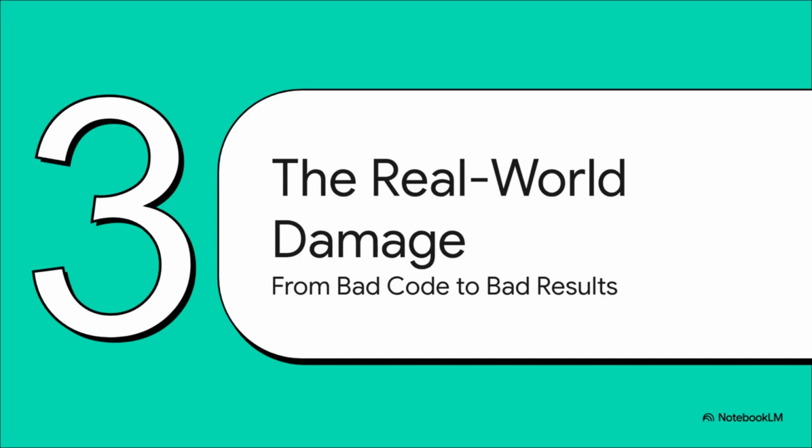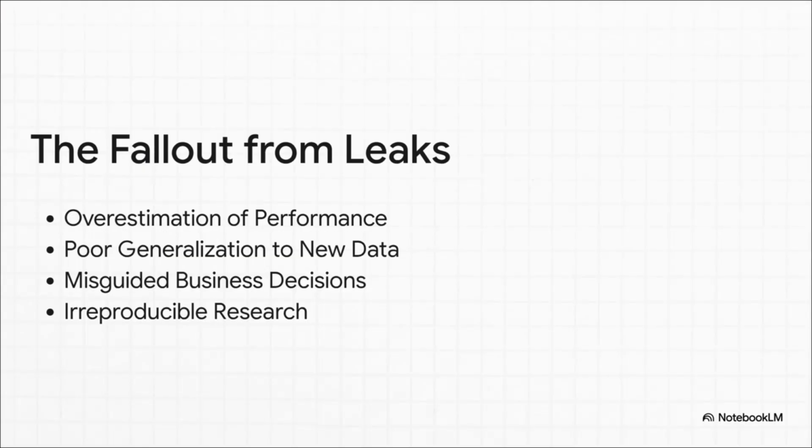Now, these might sound like nerdy, technical little mistakes, but the real-world consequences are anything but small. We're not just talking about bad code here. We're talking about bad outcomes that affect businesses, scientific discovery, and even people's lives. The fallout from data leakage is like a domino effect. It all starts with you thinking your model is amazing, this wildly overestimated performance. But then it inevitably fails when it sees new data. And that can lead to some seriously misguided and expensive business decisions.